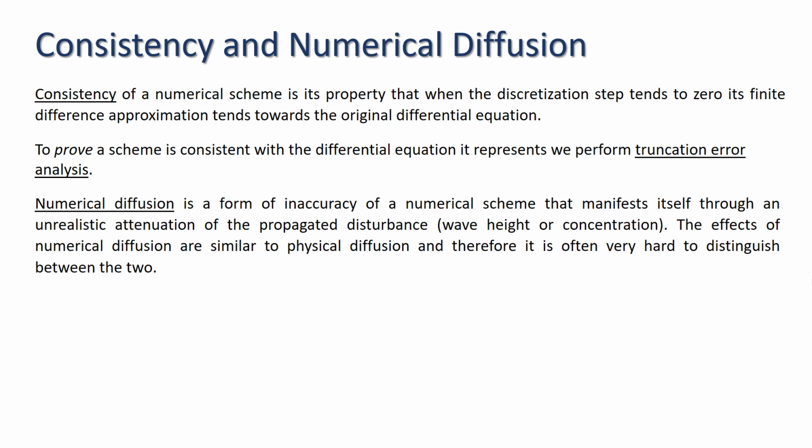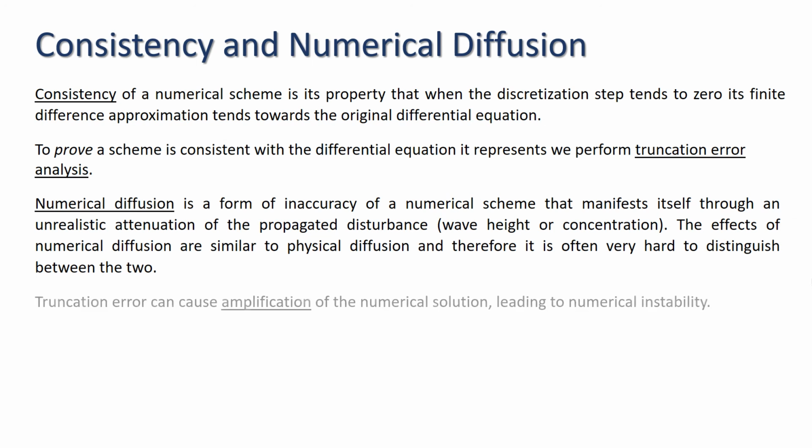We also looked at numerical diffusion, which is a property of the numerical scheme, and saw how it can arise from the truncation error. We saw that numerical diffusion causes inaccuracy in the solution, providing some motivation for deriving schemes based on higher order approximations to the derivatives. Finally, we saw that the truncation error can cause amplification of the numerical solution, leading to numerical instability. This will be explored in more depth in the video on stability.